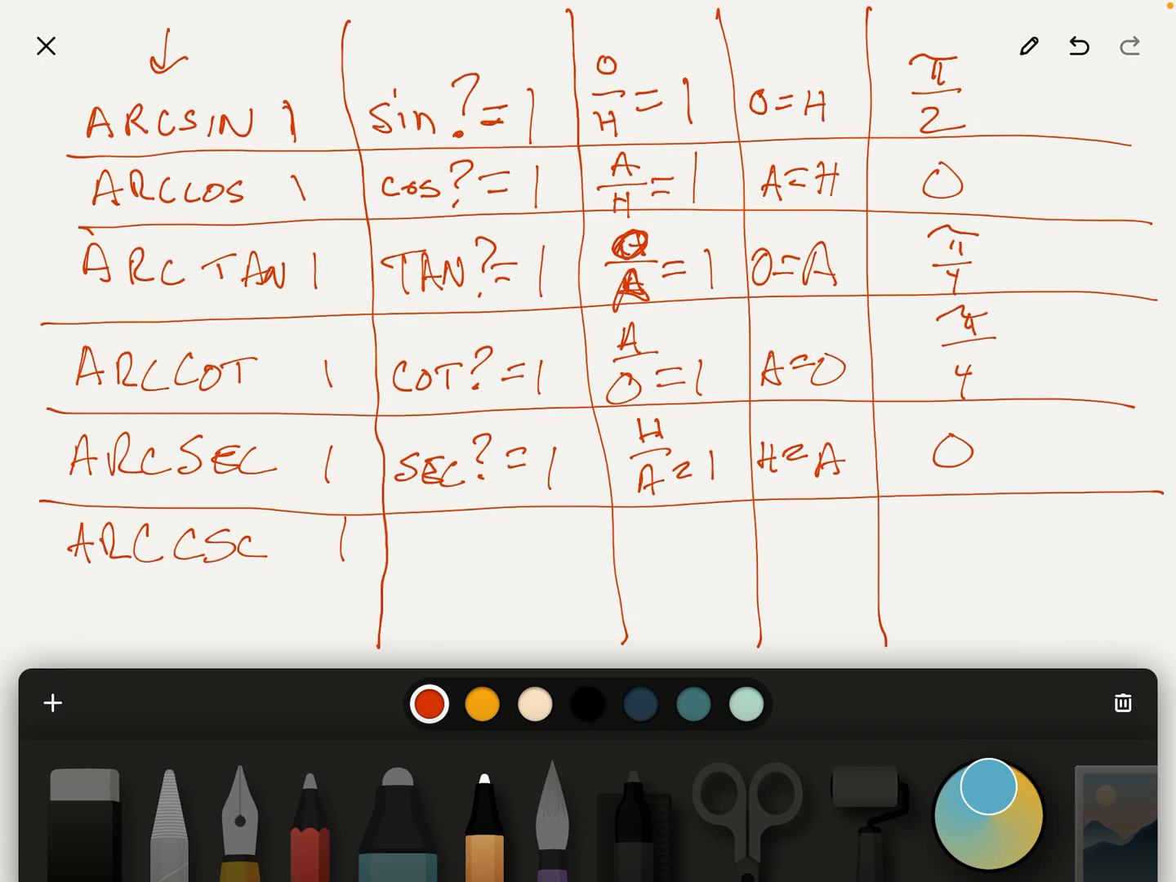And as you might predict, this is going to be related to the sine. So cosecant of what angle equals 1? That's supposed to be a question mark. Well, that's when h over opposite equals 1, or h equals O. That's just like the top one up here, pi over 2.